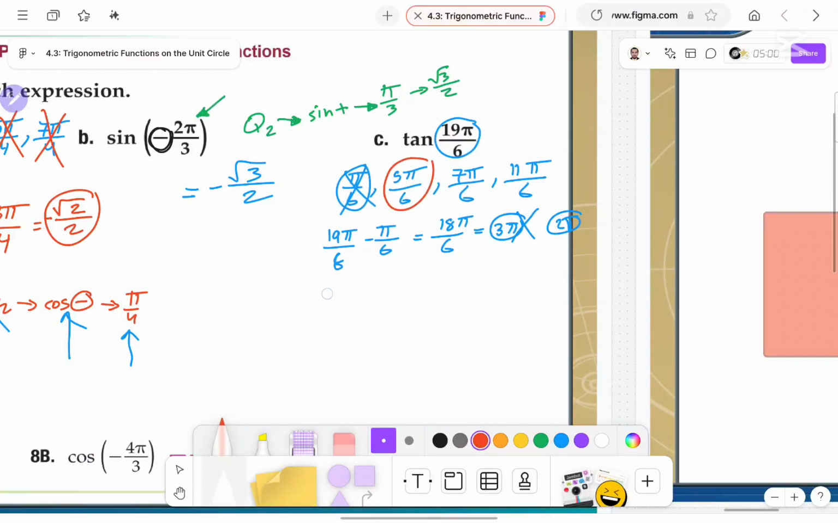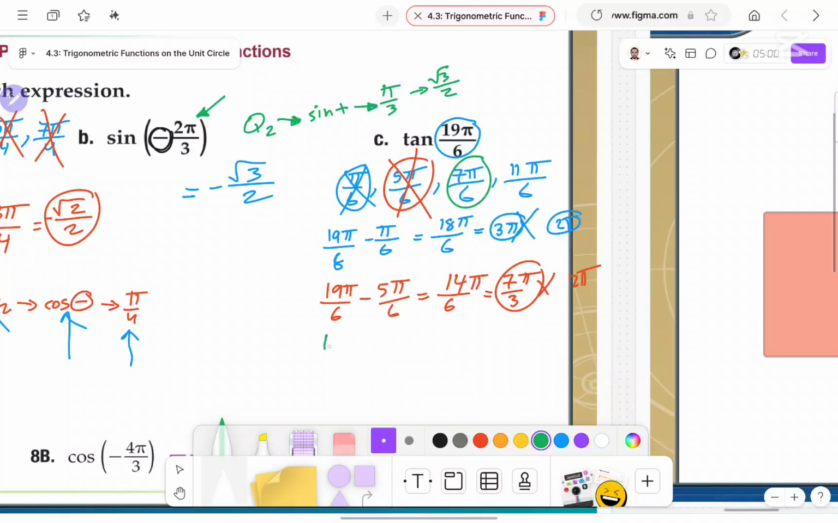5 pi over 6. 19 pi over 6 minus 5 pi over 6. 19 minus 5 is equal to 14 over 6 pi, right? Okay, so 14 divided by 6, if we divide by 2, is equal to 7 over 3 pi. So this one is wrong because it's not 2 pi. Okay, so this is wrong. Now let's test the third one.